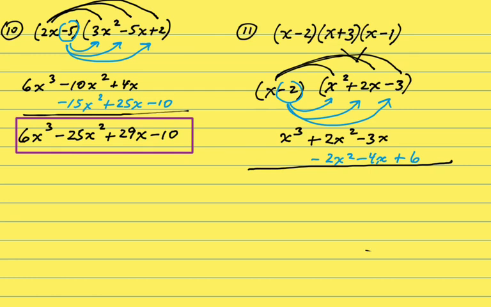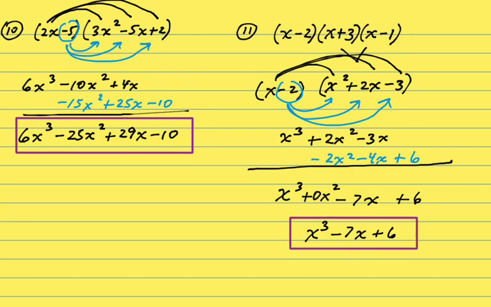Again, combining like terms, let's see what we get. We'd have x to the third. Looks like that'd be 0x squared minus 7x plus 6. So I think you don't have to write the plus 0x squared. And hopefully that's your answer for 11.